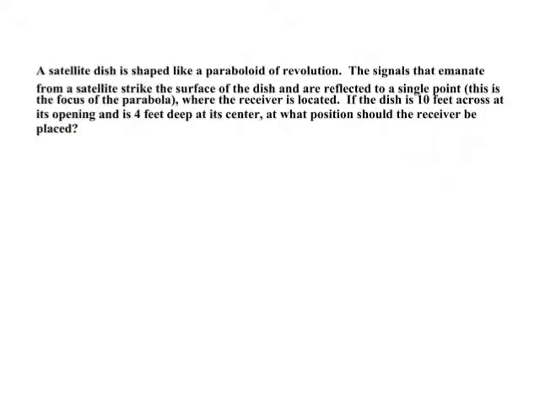All right, this next example is about a parabola. Let's just read it together. A satellite dish is shaped like a paraboloid of revolution. The signals that emanate from a satellite strike the surface of the dish and are reflected to a single point. This is the focus of the parabola where the receiver is located. Let's just kind of look at a picture of that. So I'm going to kind of draw a satellite dish.